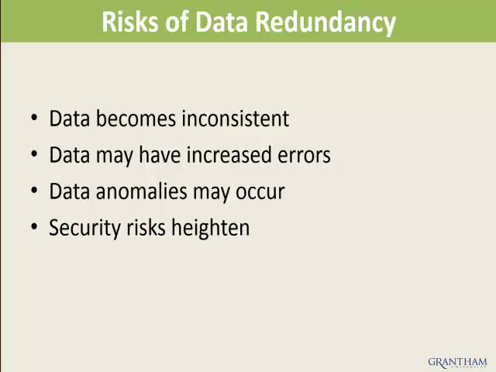Data anomalies may occur because of data redundancy. Orphan records, records that have no connection to other records in a database, may be caused by data redundancy. For example, a customer may be deleted from one table but inadvertently left in other tables.